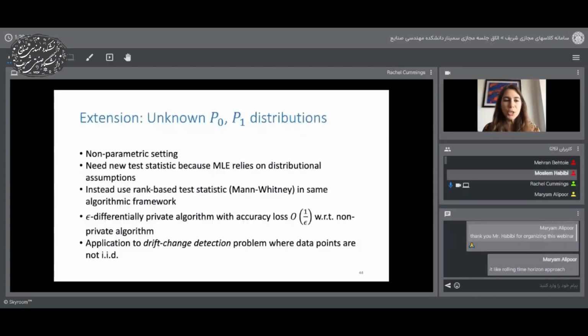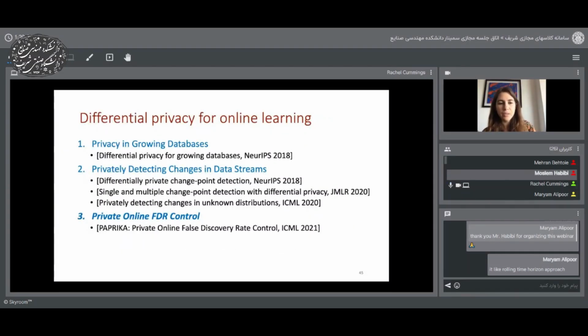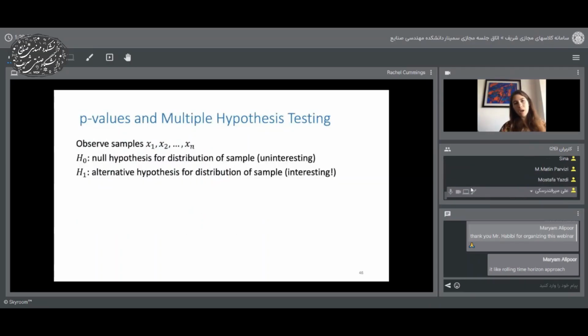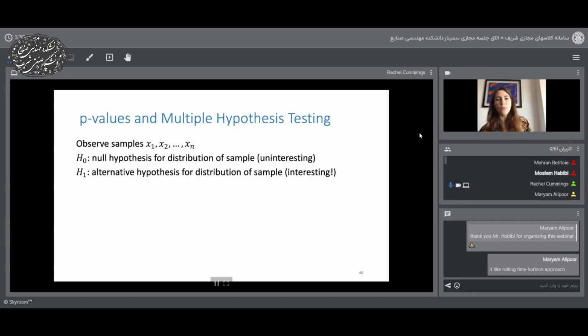Okay, so our last topic is going to be private online FDR control. And the main question here is, how can we do online private hypothesis testing without worrying about our p-values blowing up?